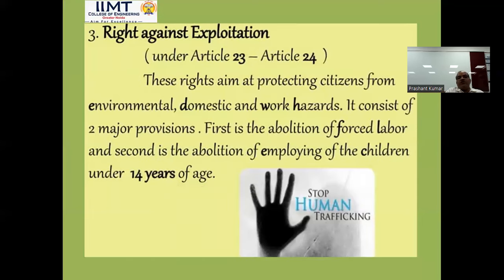Now, if we talk about the right against exploitation, it comes under Article 23, 24. The main aim of these rights is basically to avoid all exploitation in terms of child labor as well as child harassment. There are two major provisions given in question. The first one is abolition of forced labor.